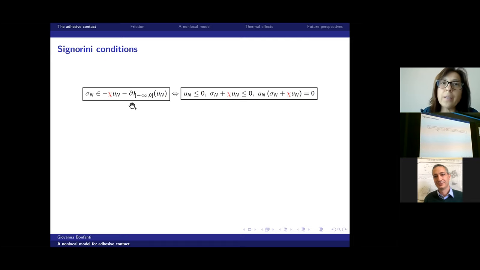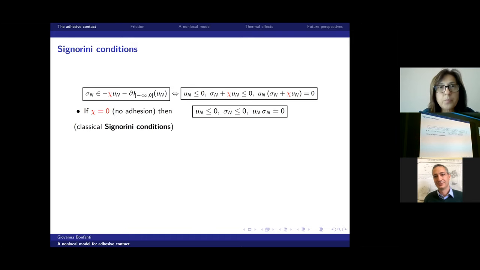You can rephrase this expression, the previous one, in terms of inequalities, and recover the Signorini conditions in the case where the adhesion is present. If the adhesion coefficient is equal to zero, so no adhesion, these relations reduce exactly to the classical Signorini conditions linking normal displacements and normal reaction.